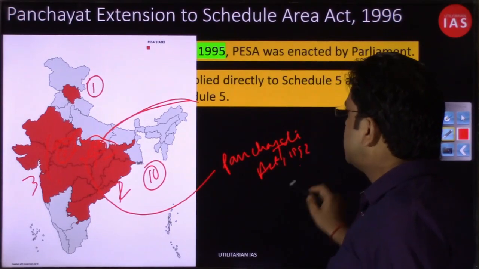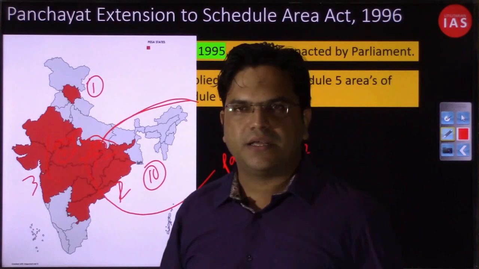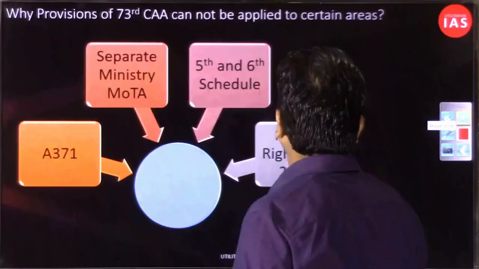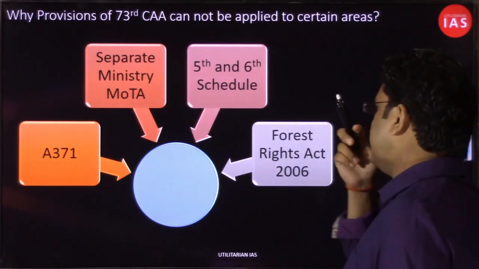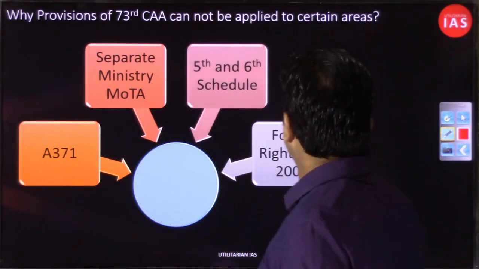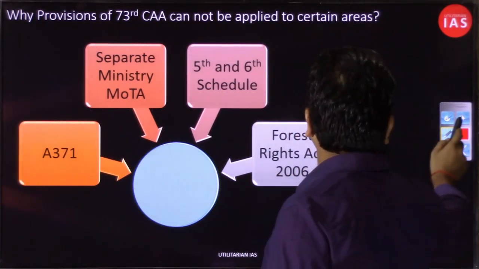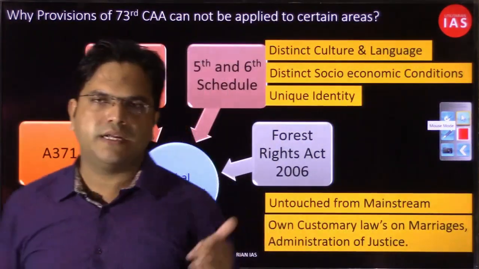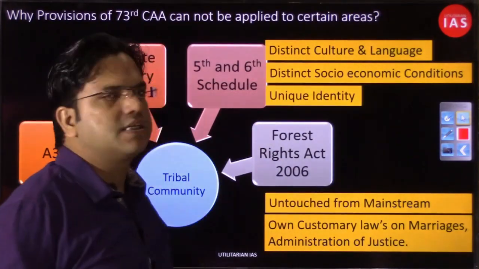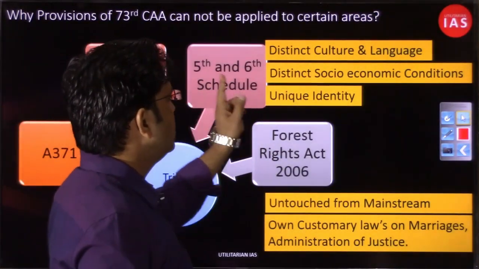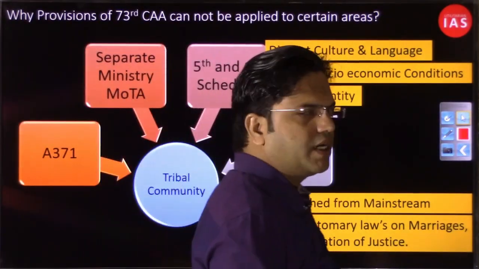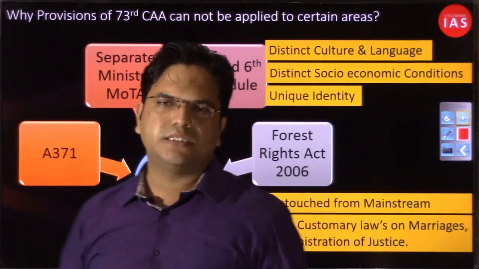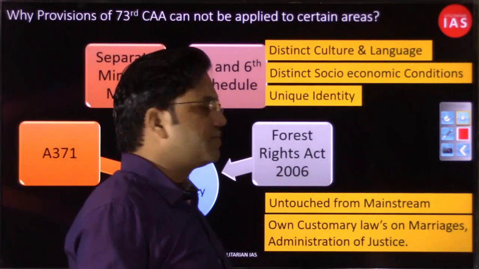So one differentiation I hope you will have clarity on. If you want to see another reason why this PESA had been enacted, it is nothing but, as I already discussed, in recognition of these things. It is in recognition of their distinct culture and language. It is in recognition of their distinct socio-economic or socio-cultural condition, because they have a unique identity, because they are untouched from the mainstream.